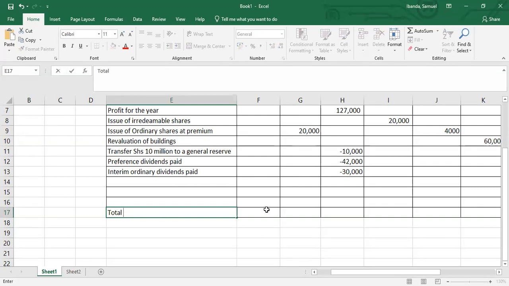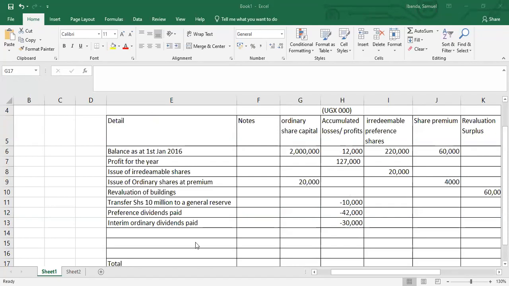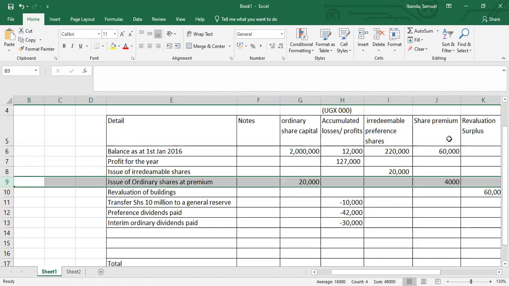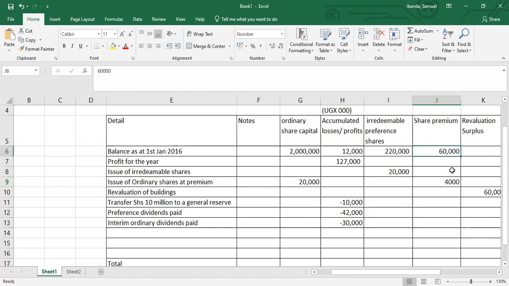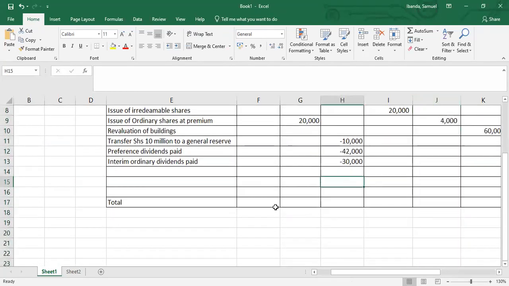Your total is right, the last thing down here. Share premium, just a moment. Share premium, we had the beginning figure, which was 60,000 here, and then the other share premium came through after the issue of shares. So we catered for it here, okay? I hope that is what you basically mean. We already catered for the share premium here, and that is all that we were provided.